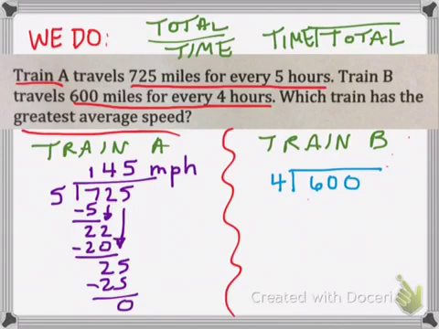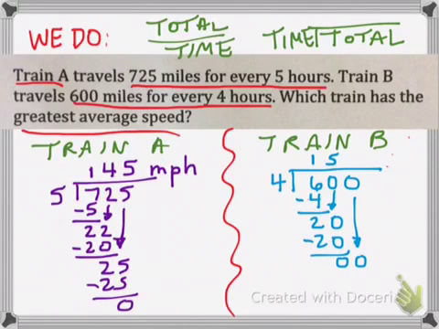So let's look at train B. 4 can go into 6 1 whole time. 1 times 4 I know is 4. Subtract, bring down my 0. 20 divided by 4 is 5. 5 times 4 is 20. Subtract, bring down my 0. 0 divided by 4 is 0. 0 times 4 is 0. So for train B, 150 miles per hour.